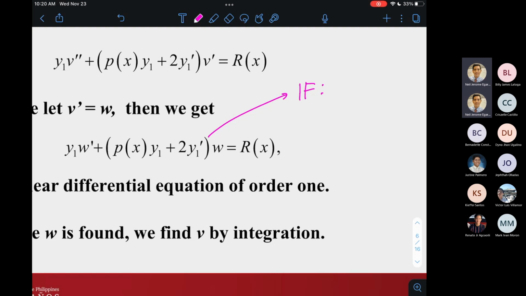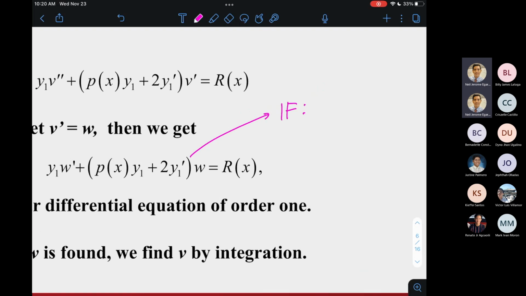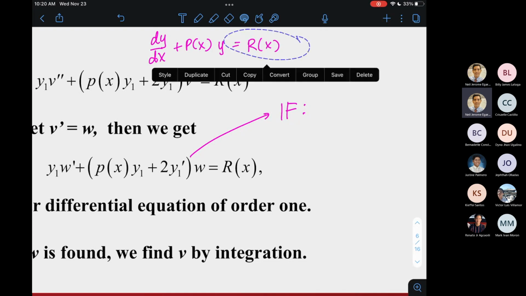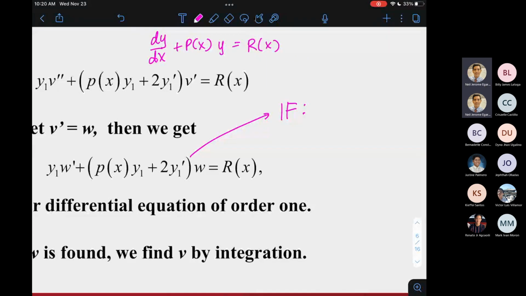Actually, it's more complicated. Remember, our integrating factor, when you have dy over dx plus p of x y plus q of x equals r of x. Actually, q should be 0, right? Yeah, because it should already be r of x. So when this is our first order differential equation, the integrating factor is e to the integral of p of x dx. Right? So that's our integrating factor.